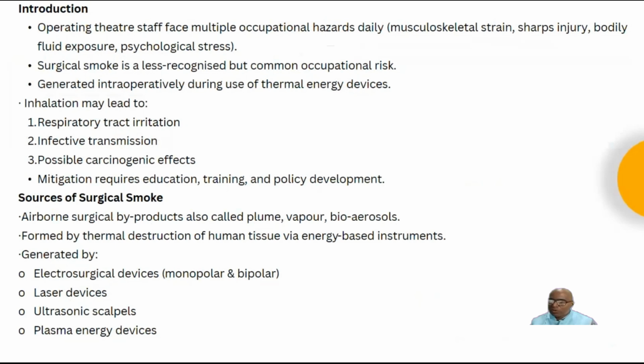Sources of surgical smoke: airborne surgical byproducts are also called plume, vapor, or bioaerosols. So it's actually a surgical byproduct. It is formed by thermal destruction of human tissue via energy-based instruments and generated by electrosurgical devices like monopolar or bipolar devices, laser devices, ultrasonic scalpels, and plasma energy devices.